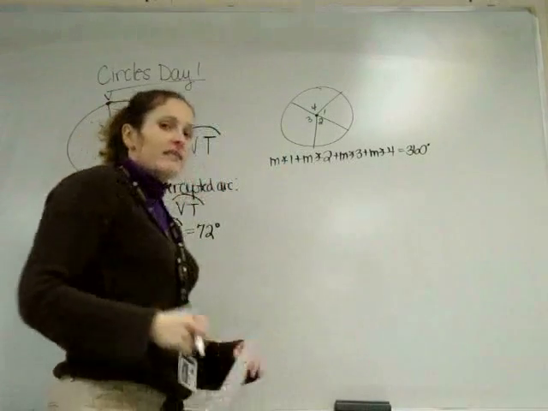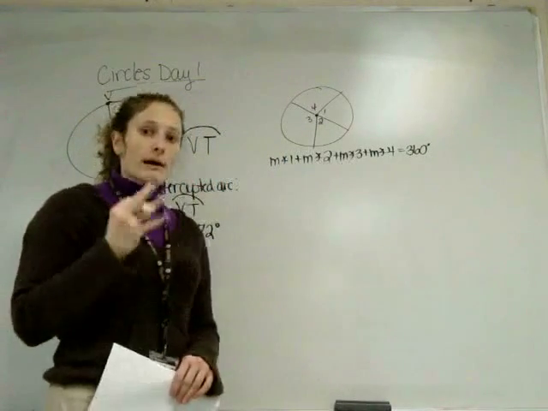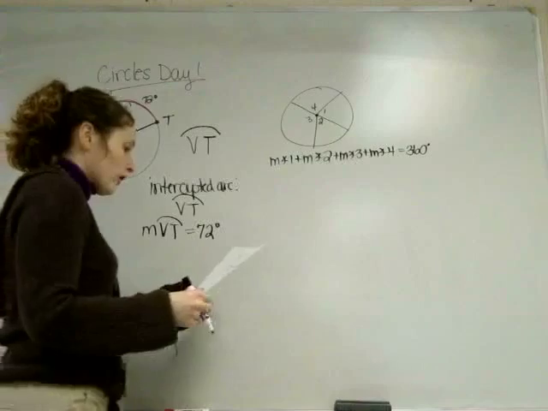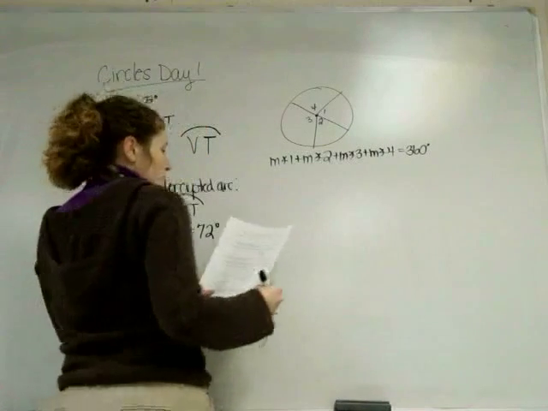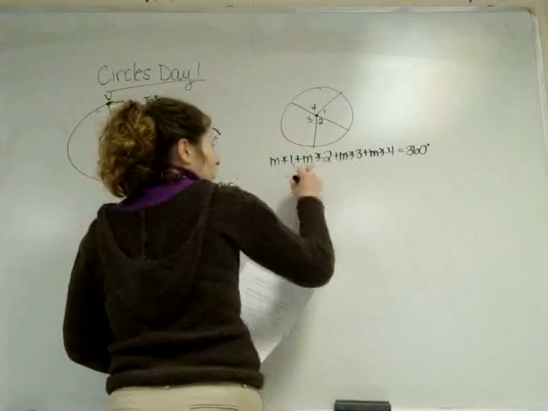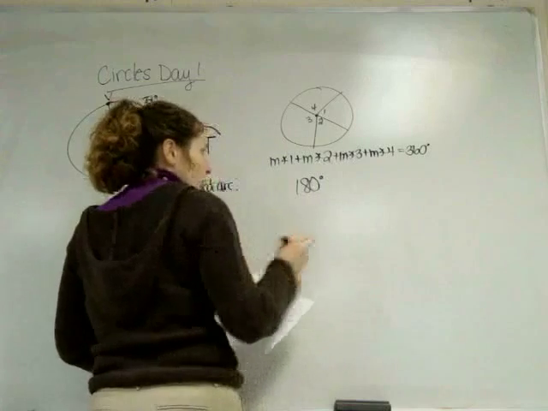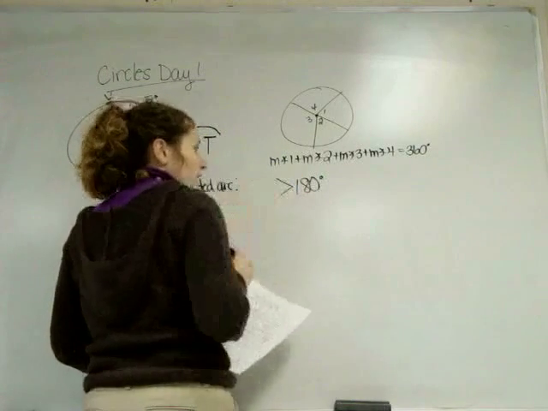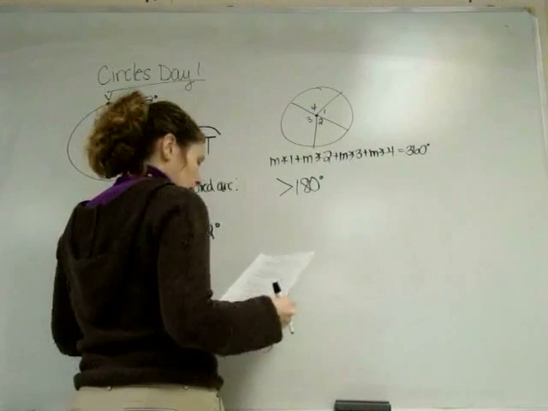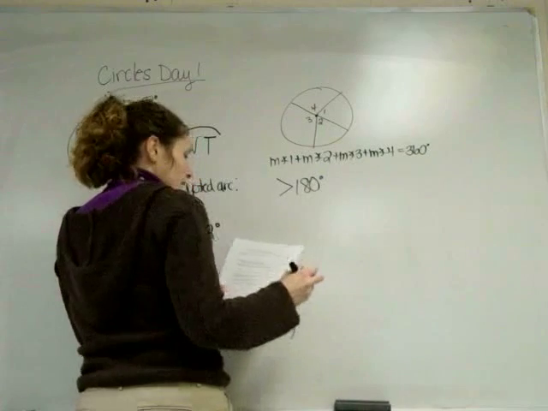Okay, that's going to take us into some special kinds of arcs. We're going to talk about 3. The first is a major arc. A major arc is an arc measuring greater than 180 degrees. That's a major arc, greater than 180 degrees. When we talk about major arcs, we're going to name it with 3 letters.